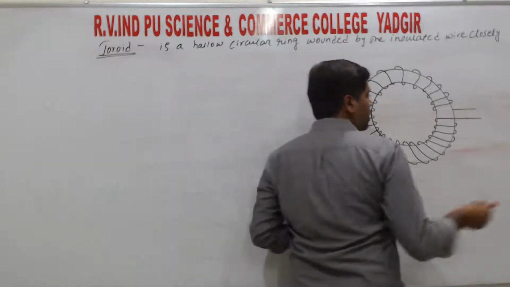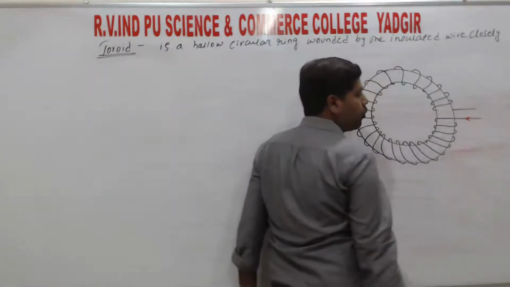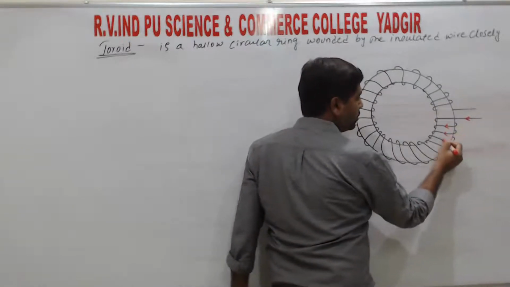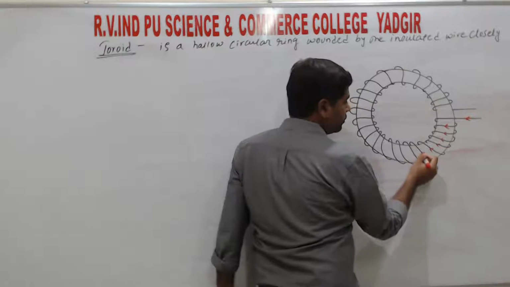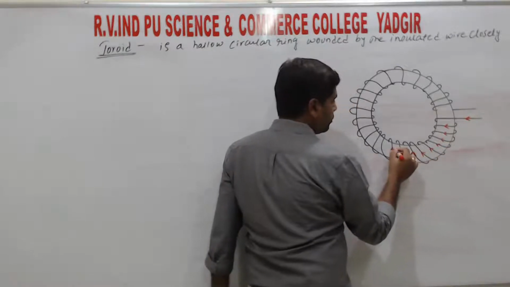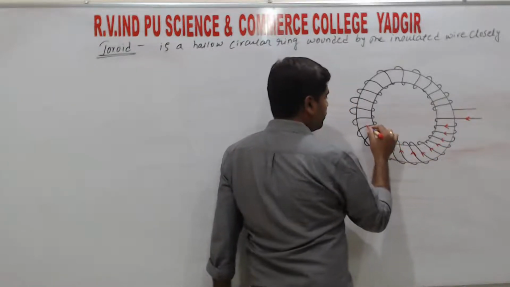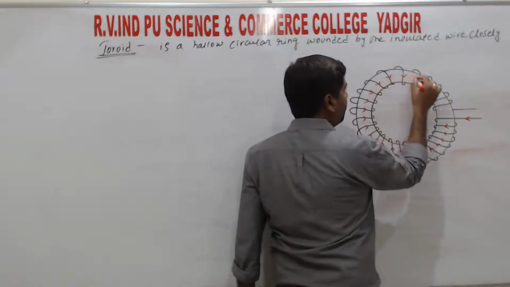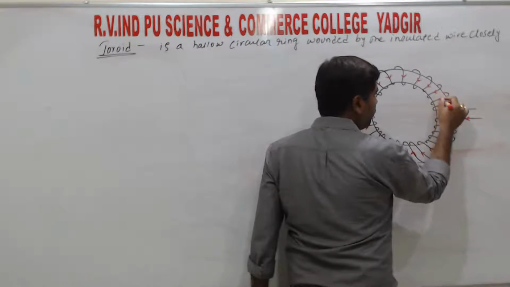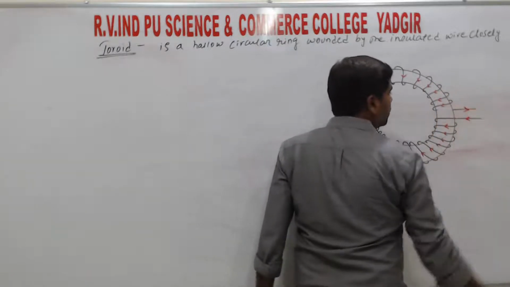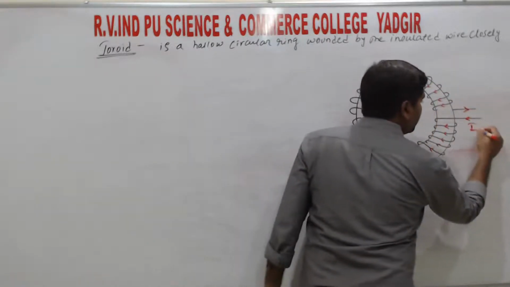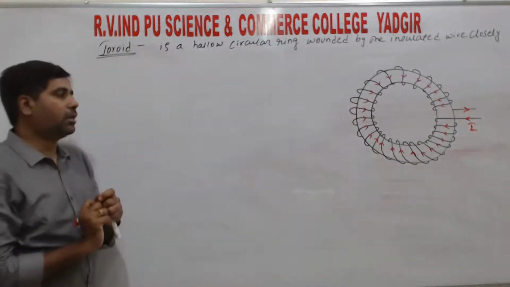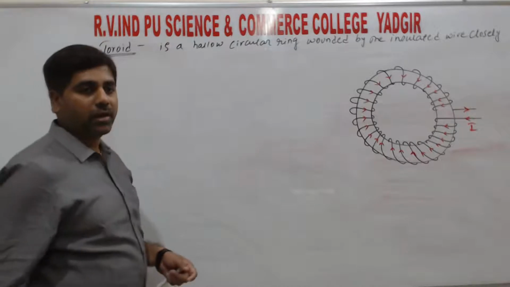So we are flowing current through this circular coil, right? So the current is flowing in this direction, again in this direction. So here also we are going to find the magnetic field, where I is the current which is flowing in the toroid. So current is flowing.